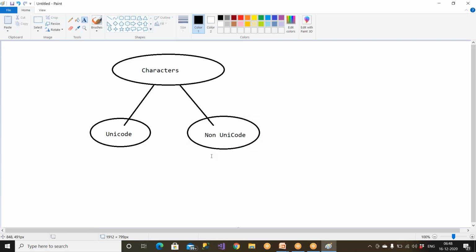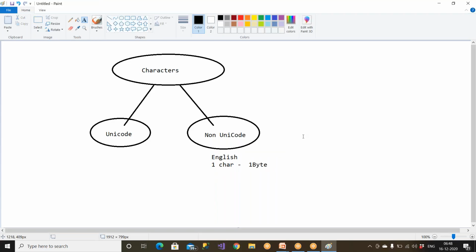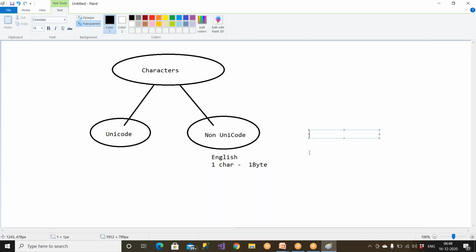Non-Unicode data means it is purely the data coming in English. Each character will take 1 byte of space. So that is what you need to understand. So non-Unicode means it is purely English language data. For example, I wanted to store my name. I write my data in English, right? And this is my name. I'm going to be writing my data in English. So this is what is called non-Unicode data. You're storing the data in English.